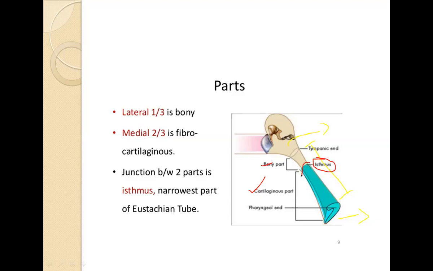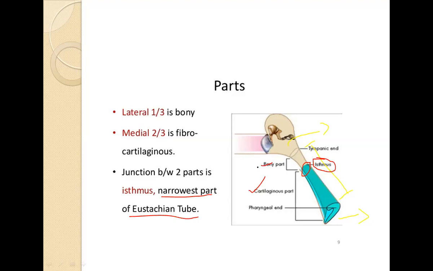This is what is called the isthmus. It is the junction between the bony part and the cartilaginous part. This is the narrowest part of the eustachian tube. This is the important point regarding the isthmus of the auditory tube. The isthmus is a junction between the bony part and the cartilaginous part, and it is the narrowest part of the eustachian tube.